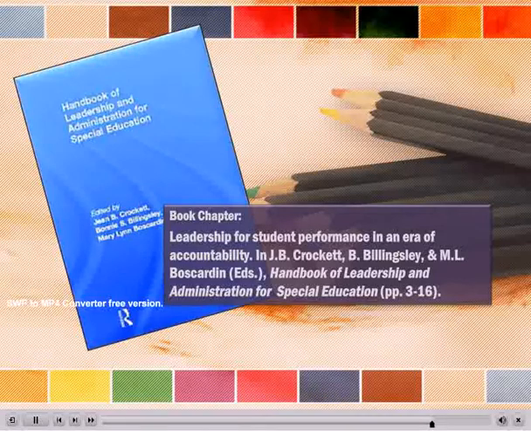Notice the statement in J.B. Crockett, B. Billingsley, and M.L. Boscardin's Handbook of Leadership and Administration for Special Education, and that the chapter we're citing can be found on pages 3 through 16 of that book. Also, make note of the shift in capitalization between the minor title and major title of the book, and note that the role of Crockett, Billingsley, and Boscardin are indicated as editors by the abbreviated capital EDS.